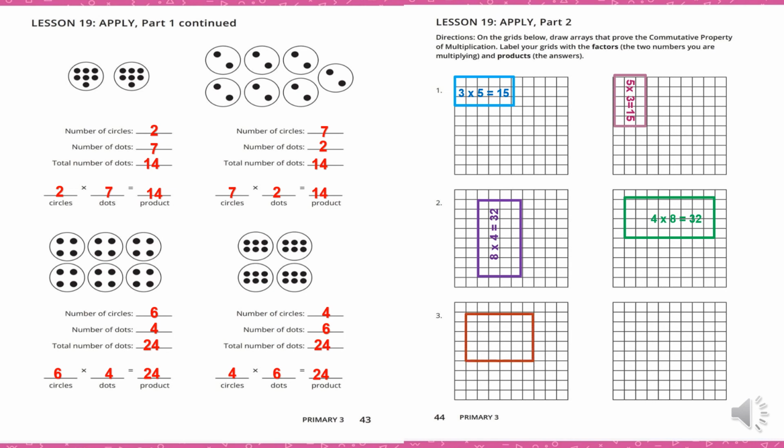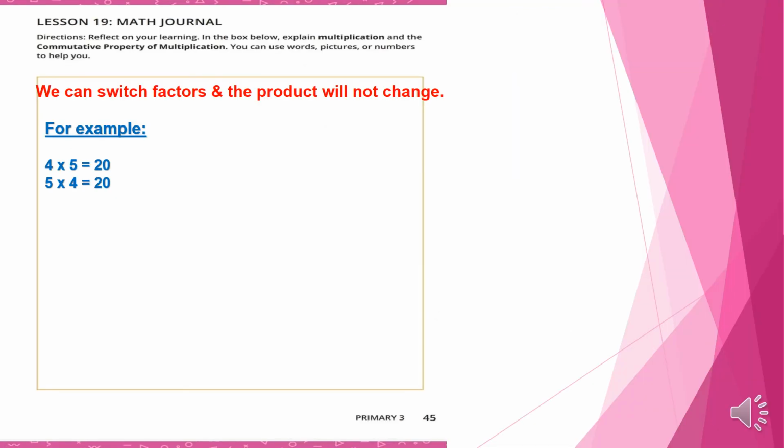and 8 columns. The last example, we have this array 5 times 6, 5 rows and 6 columns equals 30, and the commutative property for it, 6 times 5, 6 rows and 5 columns equals 30.